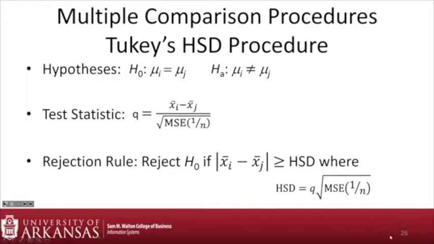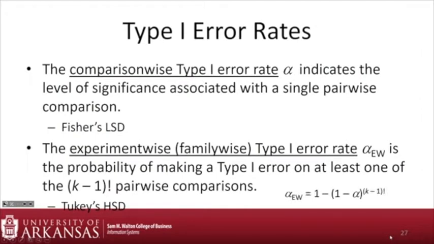So why Fisher's, why Tukey's? What's the difference? We're going back to our type 1 errors. Somebody remind me what a type 1 error is. It's rejecting a null when I wasn't supposed to. So your type 1 error is rejecting the null when I wasn't supposed to.